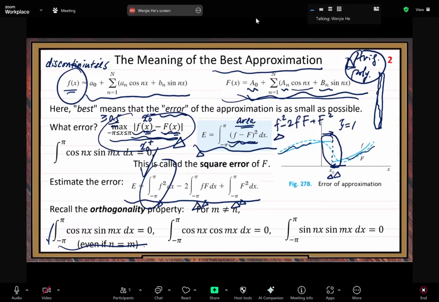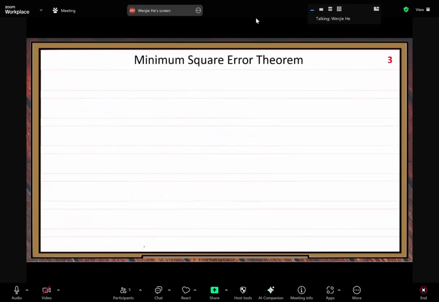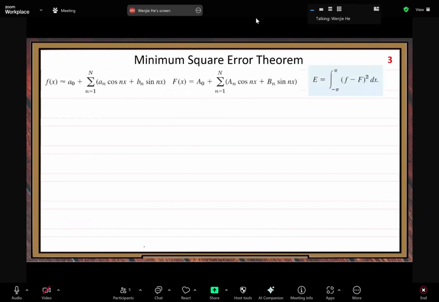So let's look at the minimum square error theorem, the final formula of the minimum error calculation theorem. When we start, now we do the calculation. The error definition is like that. Let's calculate this capital F squared. We need to take the square.